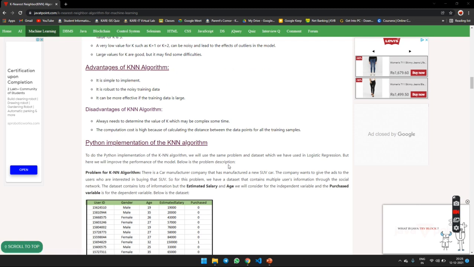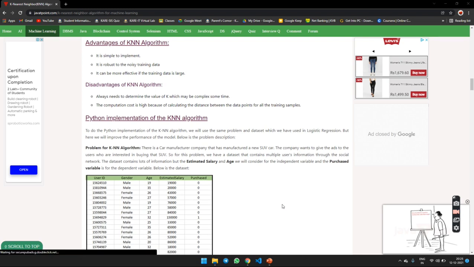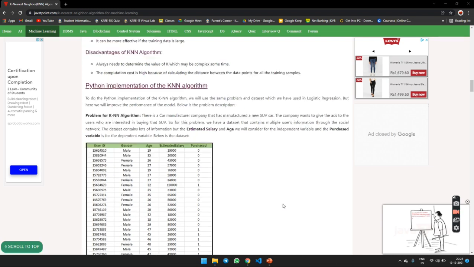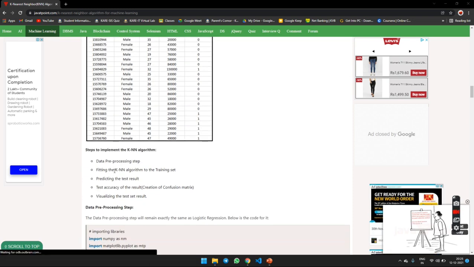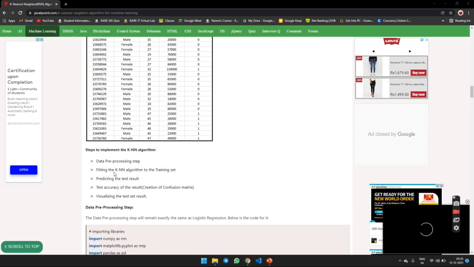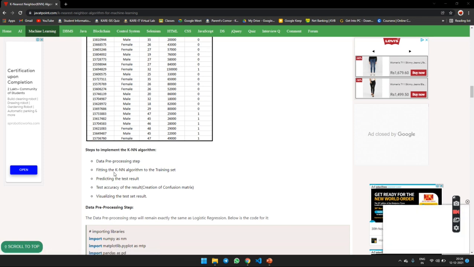First of all, you need to download Anaconda. Then whichever tool is being used, it's enough. The steps are the same: data pre-processing, fitting the k-NN algorithm to the training data, predicting the test data, predicting the train data, then visualizing the result. This is all the same.